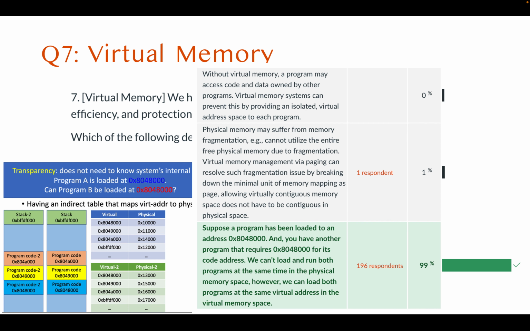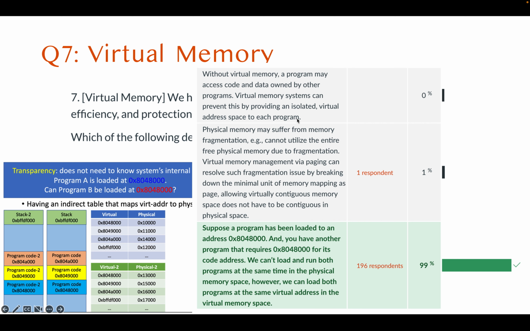And then let's take a look at each selection and see which one best describes this kind of problem. The first one is that without virtual memory, a program may access code and data owned by other programs. Virtual memory systems can prevent this by providing an isolated virtual address space to each of them.